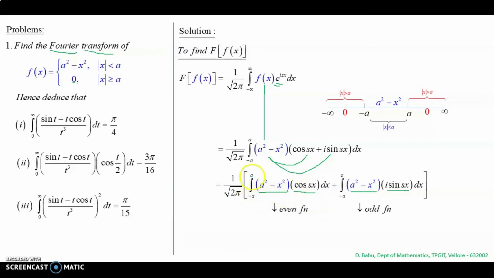So for the even function, minus a to plus a can be written as 2 times 0 to a. For the odd function, the entire integral value is 0. So thus Fourier of f of x equals 2 divided by square root of 2 pi, integration from 0 to a of a square minus x square into cos sx into dx.